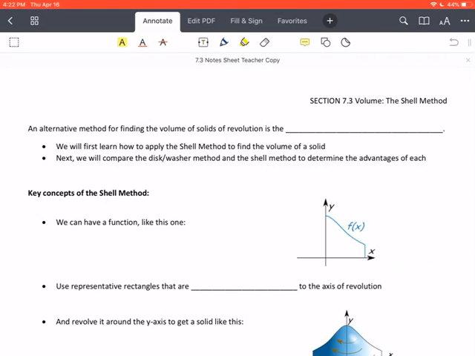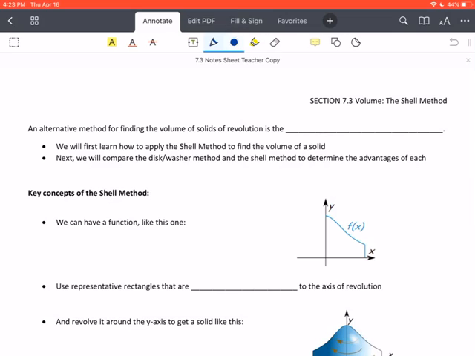Hopefully you just watched the cylindrical shell introduction video, but we are moving into 7.3 today, and we're going to be in this lesson of the book the entire week. We are going to look at an alternative method for finding volume of solids of revolution. So we're still looking at these three-dimensional solids and trying to figure out how much they would hold if they were hollowed out.